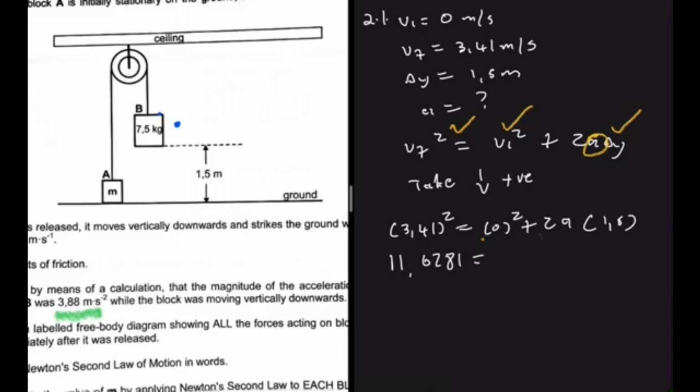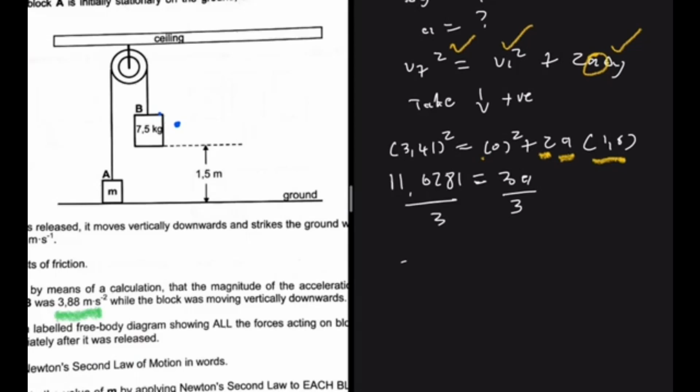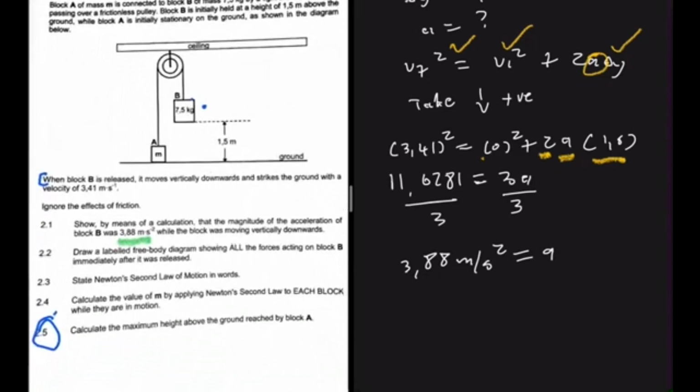And then here we have 2 multiplied by a multiplied by 1.5. That is equal to 3a. So if we divide both sides by 3 in order to find our acceleration, it is equal to 3.88 meters per second squared, right? And that's exactly what we are asked to prove. So our answer for 2.1, we're quite confident we're doing the right thing.